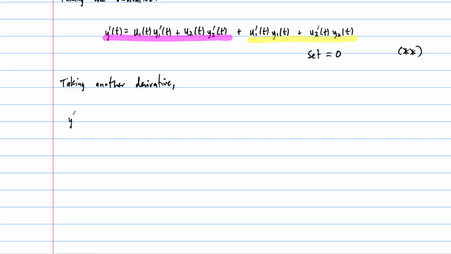This is going to be y double prime of t equals, so now we can go through the same kind of logic, but actually we don't need to. So let's just take the product rule the usual way. So this will be u1 prime times y1 prime plus u1 of t times y1 double prime of t. That's the product rule in the first term, right? Plus then the second term is going to be u2 prime of t times y2 prime, plus u2 of t times y2 double prime of t. So there's our second derivative.